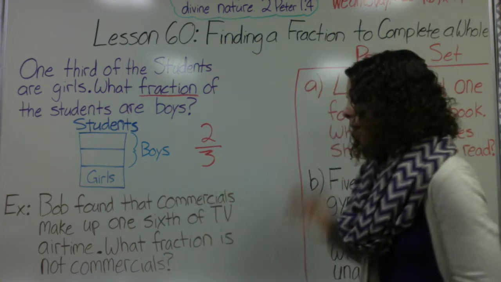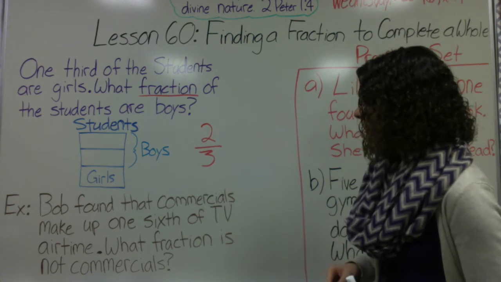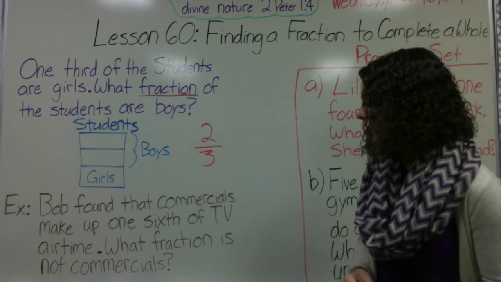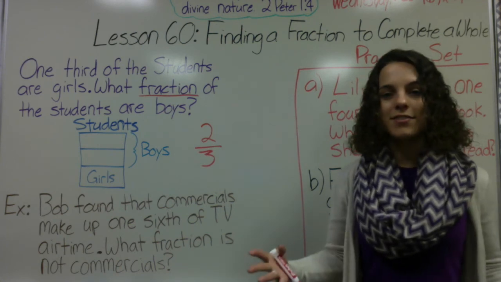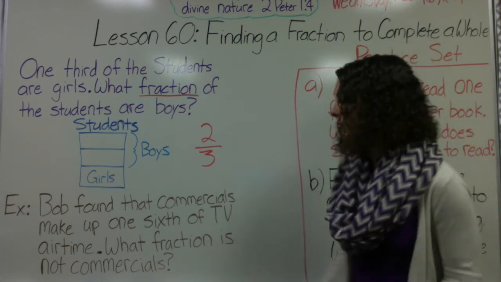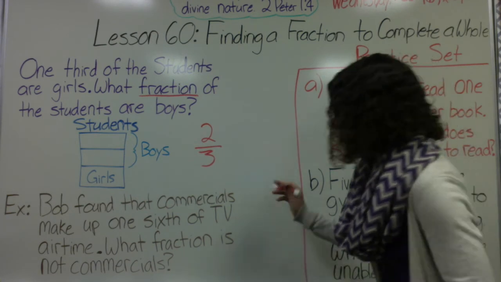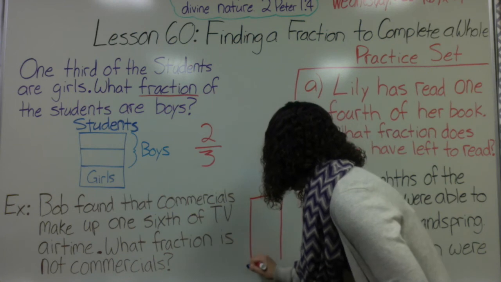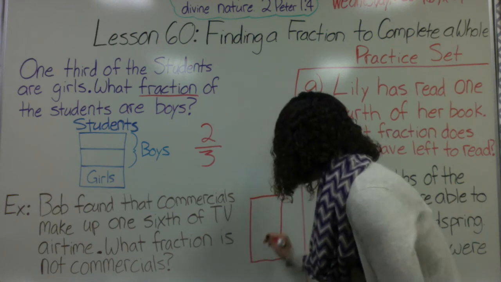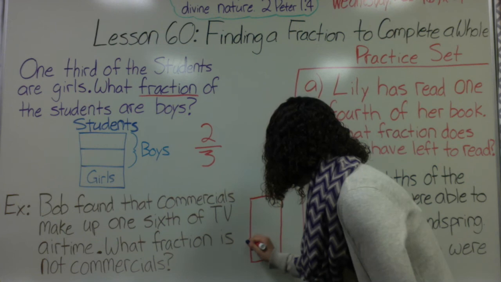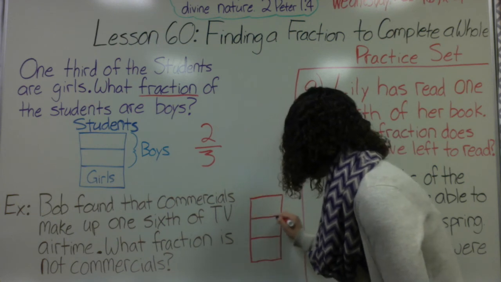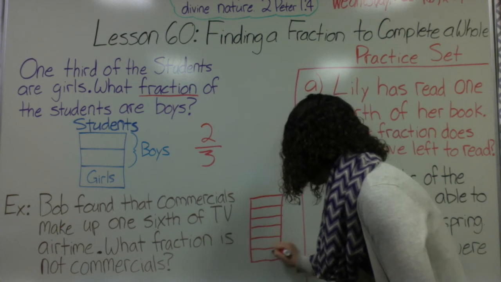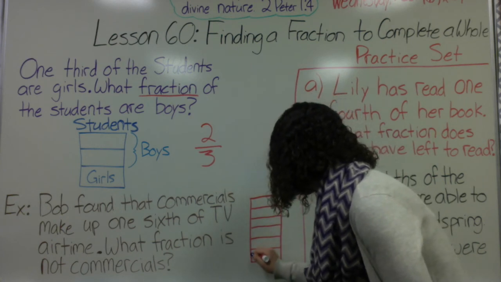So our only example of the problem that we have is Bob found that commercials make up 1/6 of TV airtime. What fraction is not commercials, or what fraction of TV airtime is not commercials? So very simple again. If we draw a rectangle and split it up into 6 equal parts, because we have 1/6 that we know is TV airtime. So let's see, if I do thirds, and then split those thirds in half, I have 6. So 1/6 of that is commercials.